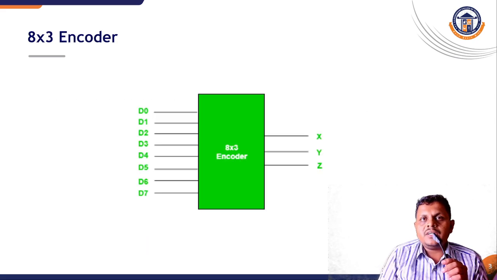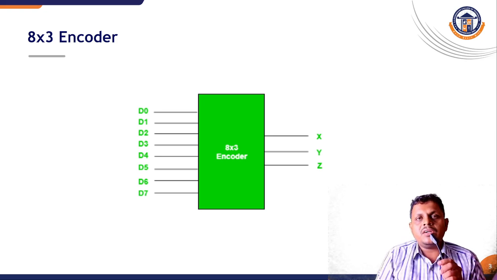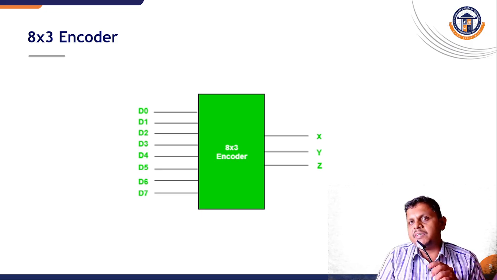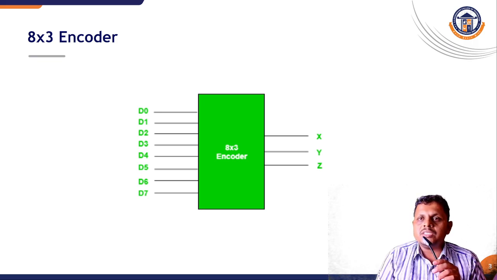Next is the 8x3 encoder circuit diagram. In the 8x3 encoder, 8 inputs are given and 3 outputs are received. The inputs are D0, D1, D2, D3, D4, D5, D6, D7. By giving these inputs, we receive X, Y, Z as the 3 outputs.